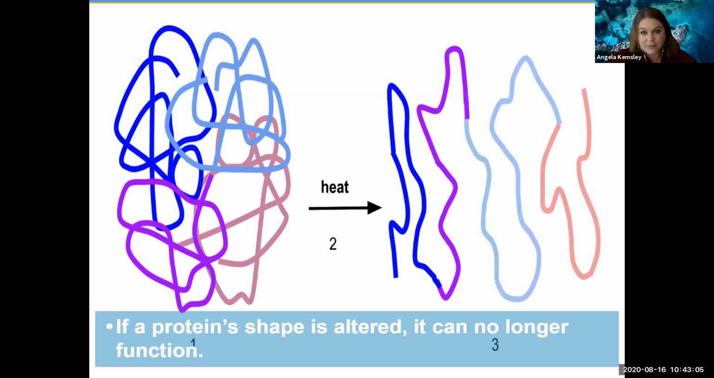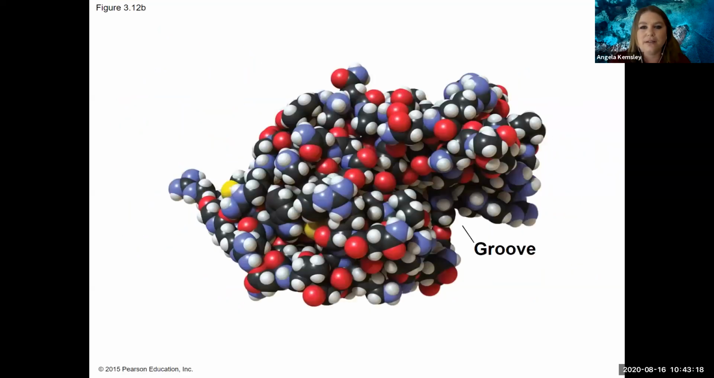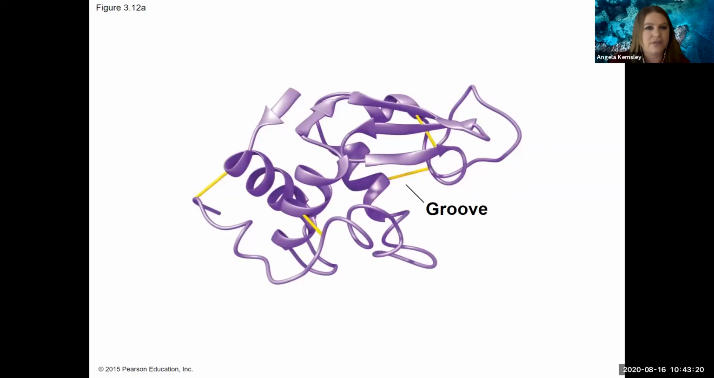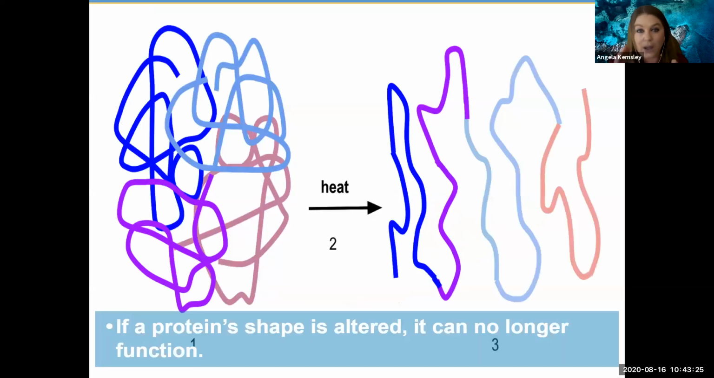And since shape affects function, if a protein's shape is altered, it can no longer function. All right, I want you to understand this more than the difference between these two. Be aware there's different ways of drawing these. That's what I want you to get out of this part. What's more important, and that I want you to understand, is that if a protein shape is altered, it no longer functions. Shape affects function. You change the shape, you change the function. You change the shape too much, it can no longer function.